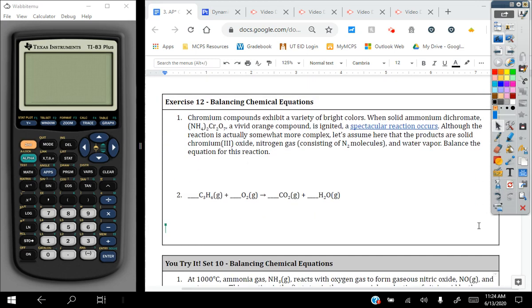All right, let's do a couple of balancing equations. I think these ones are a little challenging. Well, the first one's not so challenging, but the second one's challenging. If you can do these 2, then I believe that the You Try It set 10 will be a breeze for you.